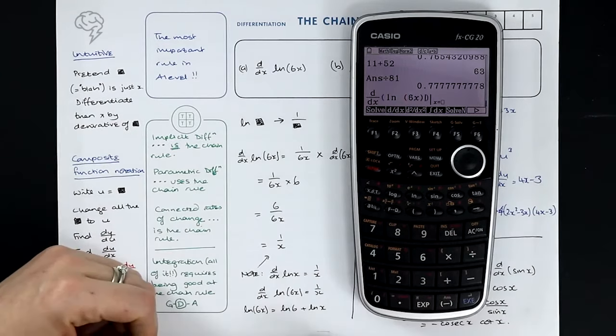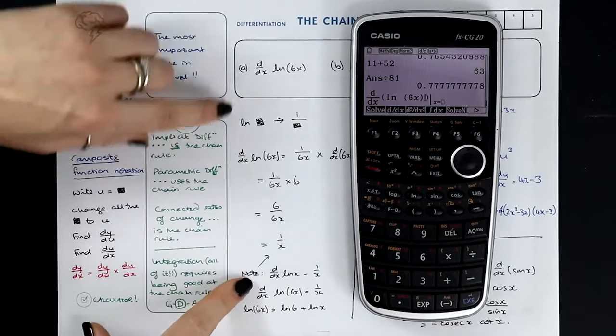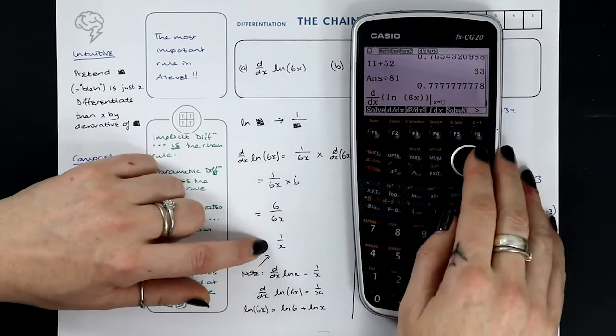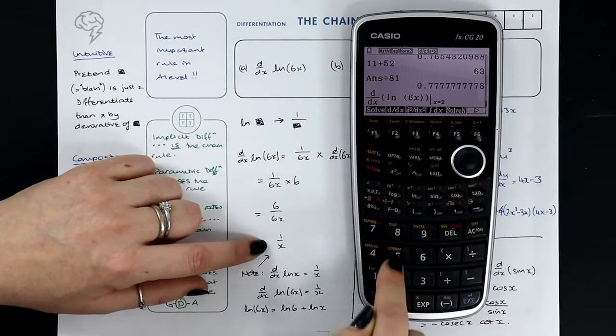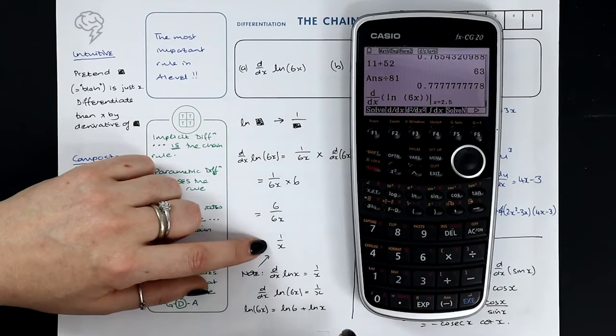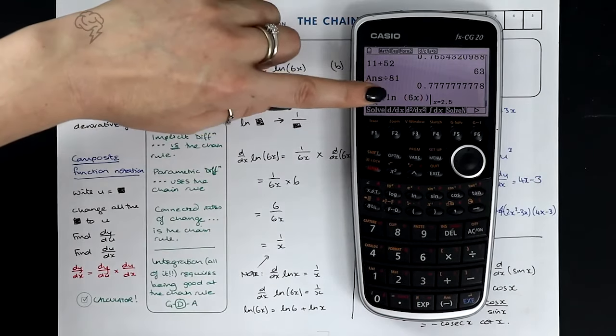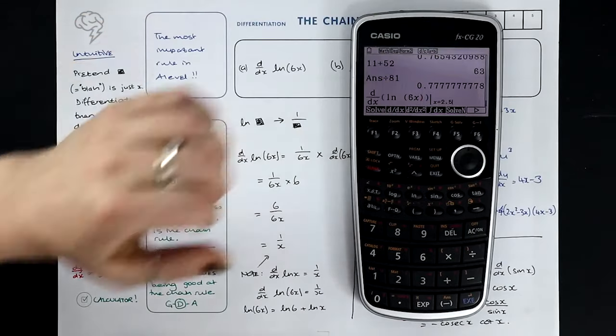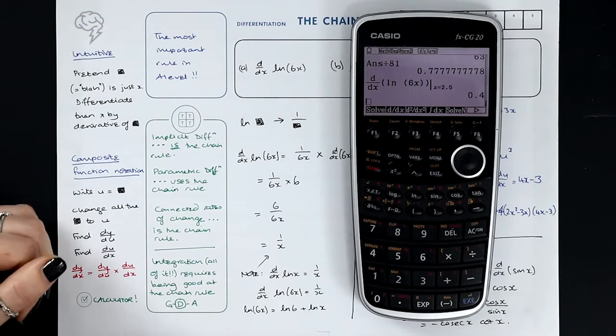On the ClassWiz, exactly the same, but it won't just tell you the derivative. It won't say the derivative is 1 over x, but you can say the derivative at any point. So I'm going to put in 2.5. Okay, so I'm doing what is the derivative, what's the gradient of the tangent to this function at this point, 2.5. Okay, apparently it's 0.4.